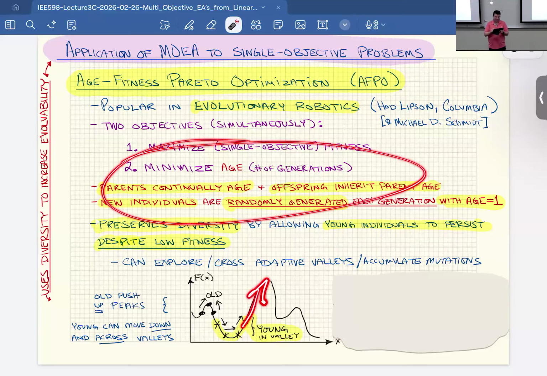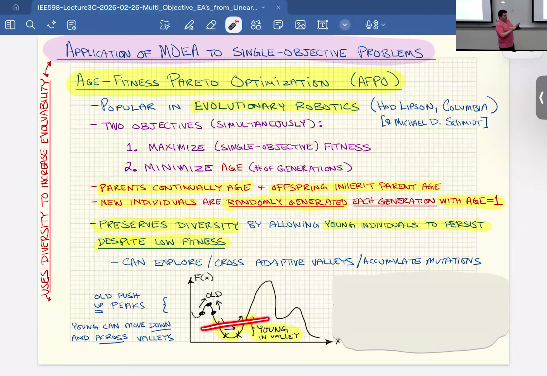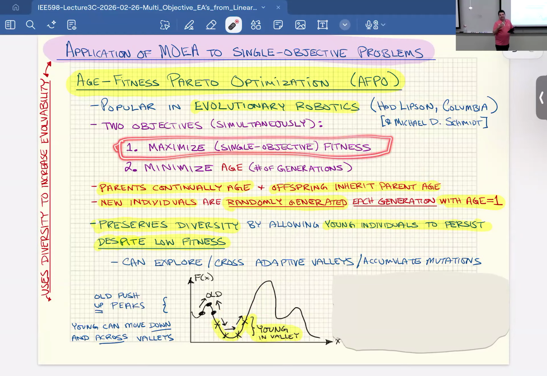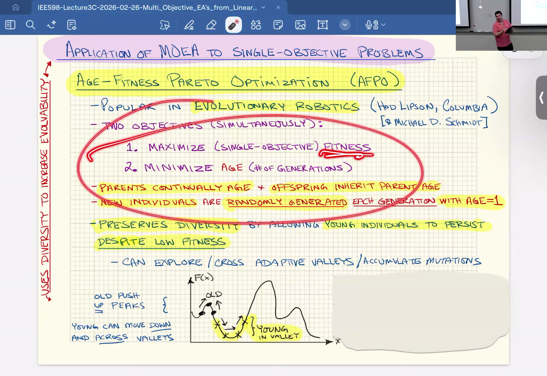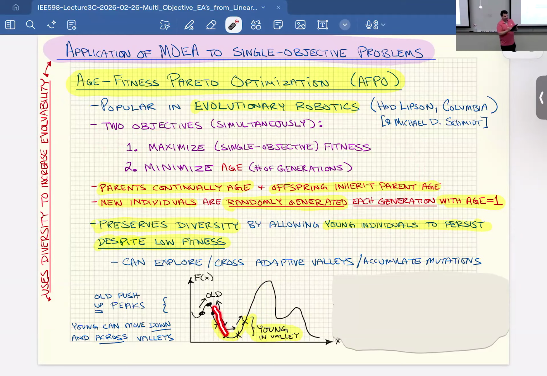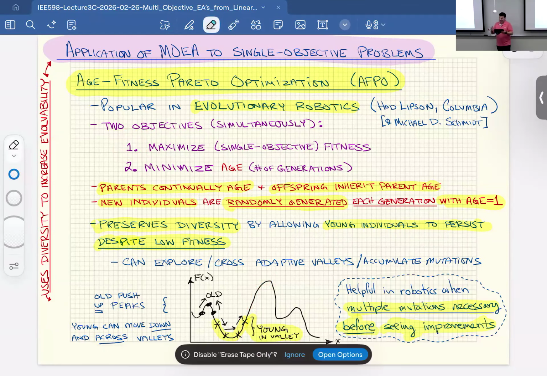But maintaining diversity allows you to so-called cross these valleys, so move in a way that seems to be going counter to fitness. And in this case, it is going counter to the single objective fitness, because the true fitness is somehow a blend of age and the old fitness. And that allows for these decreases in our main objective fitness, and then eventually gets individuals onto this peak, and then selection from this one can then take them up that peak. So that's the idea behind AFPO.